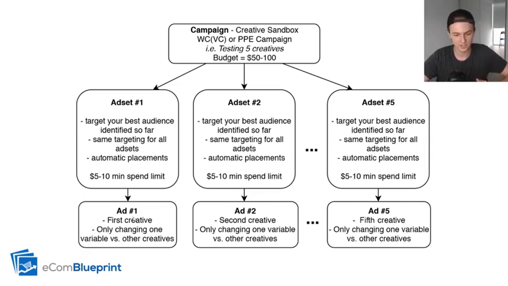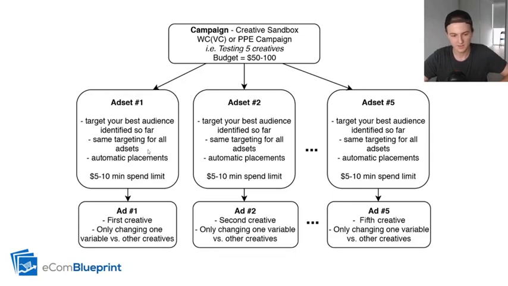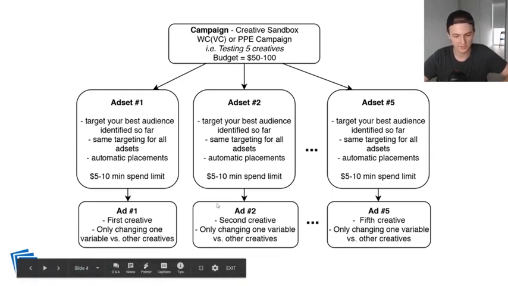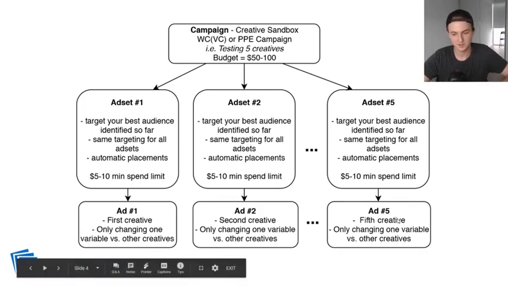And then for the actual ads, this is the only thing that varies. So all these ad sets are identical, and then the ads change, right? So first creative, second, third, fourth, and fifth creative. And you only want to change one variable versus the other creative. So you don't want to change the video here, then change the headline here, then change the thumbnail here. Otherwise, you won't know what actually caused the change. And so only change one variable at a time, and then set it up like this, and then you're good to go.